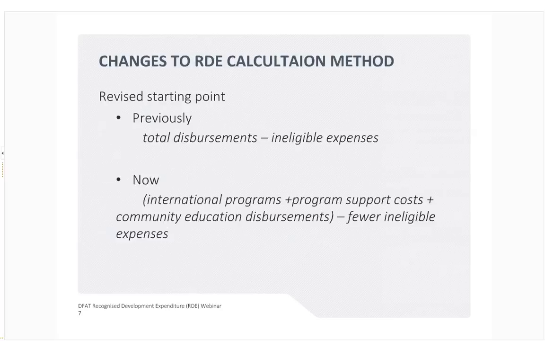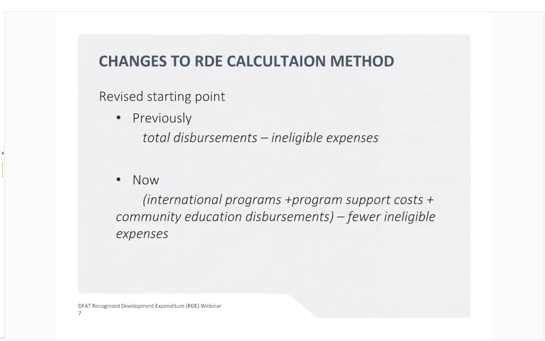So as we mentioned right at the beginning, there are some changes to the RDE calculation method this year, and the change really is that there's a revised starting point. In previous years, you've just listed in the first item in your RDE worksheet your total disbursements, so all expenses that you've had for activities per your audited financial statements. And then from that, we've deducted a whole range of ineligible expenses. I think previously there was around 7 ineligible expenses that were then deducted.